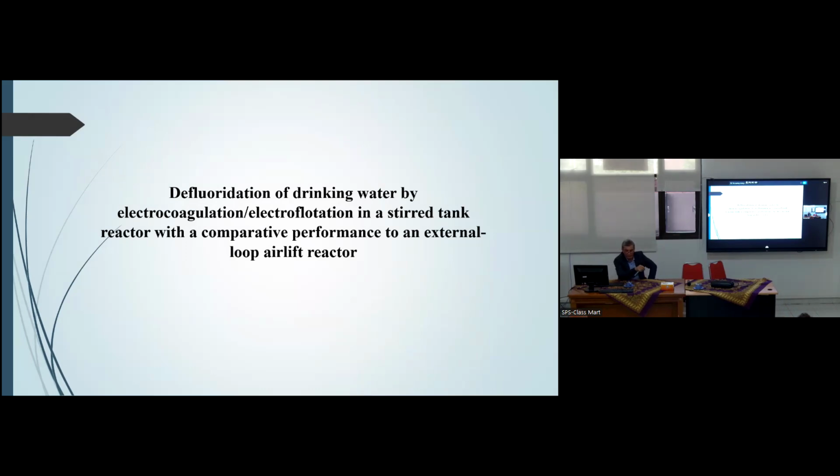I finished this example of textile. If there is some question about textile here, I will talk about the fluoridation now, another example. Yes.